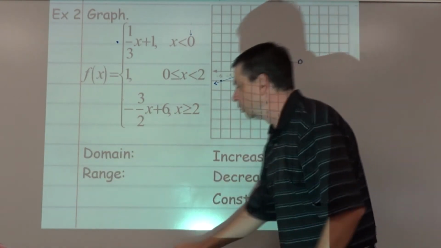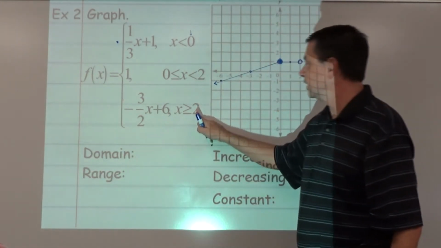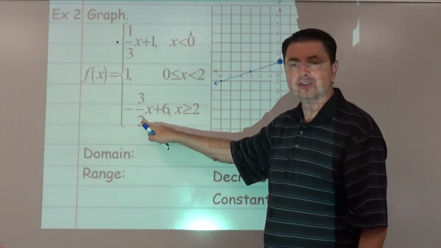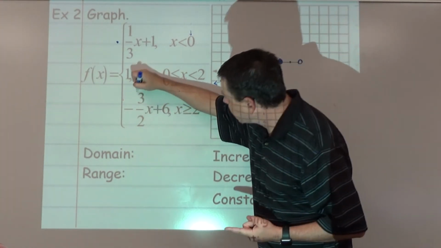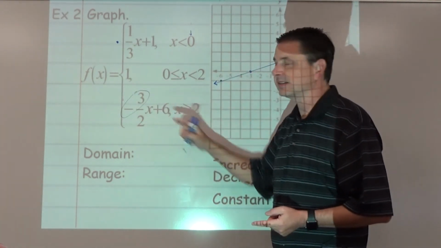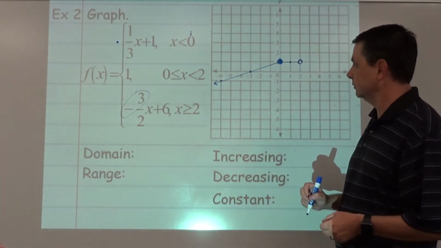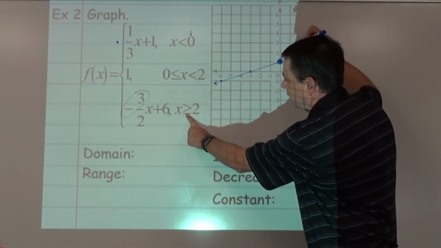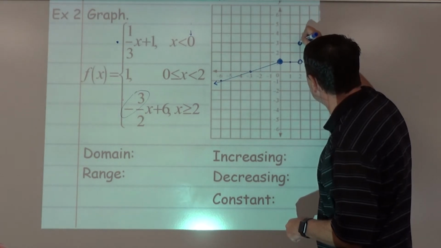All right, one more. Boundary value being 2. Substitute that in. 2 divided by 2 is 1. Times negative 3 is negative 3. Plus 6 is 3. So (2, 3). It's got the bar, so closed point there.